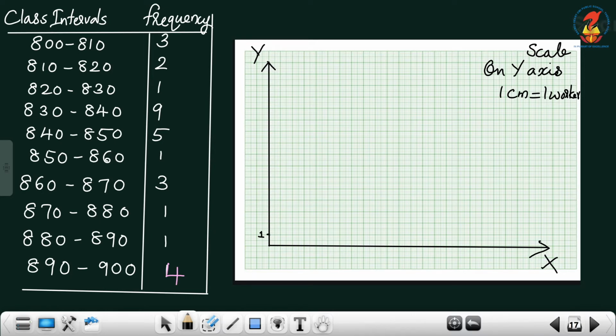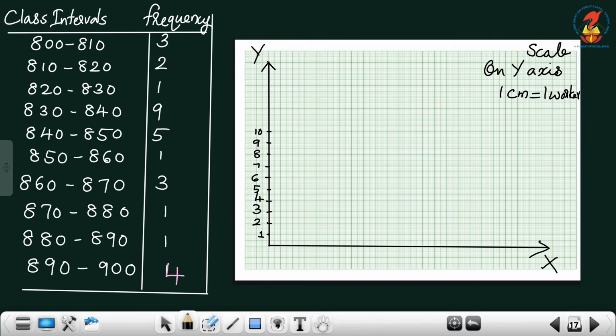Then we can put the values 1, 2, 3, 4, 5, 6, 7, 8, 9, 10. The highest value is 9, so we can mark it till 10. Then we have to draw the histogram, and here look at that.